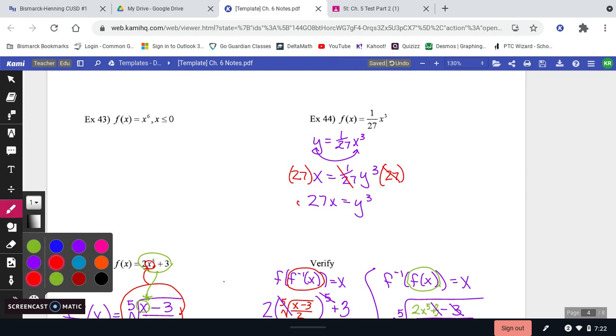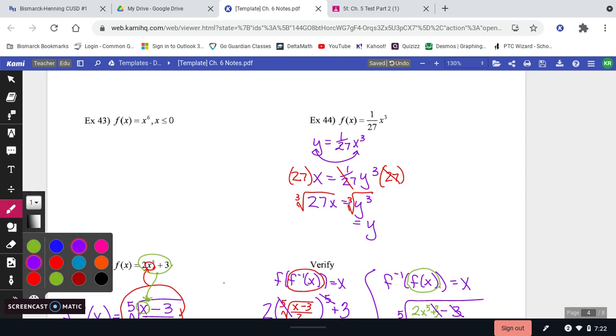So to get y alone, we're going to cube root, and simplify. So the cube root of 27x. Well, 27 is a perfect cube, so I can do a factor tree. It's going to be 9 and 3, and then your 9 is 3 and 3. So you get 3 3's. So we can simplify this radical to 3 cube root of x. And that is our inverse function.